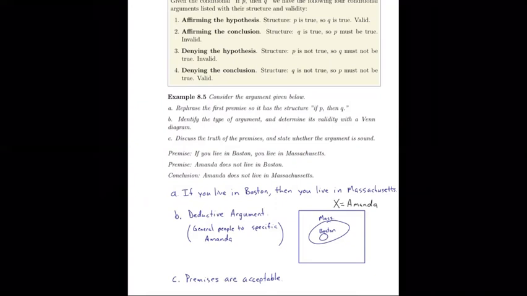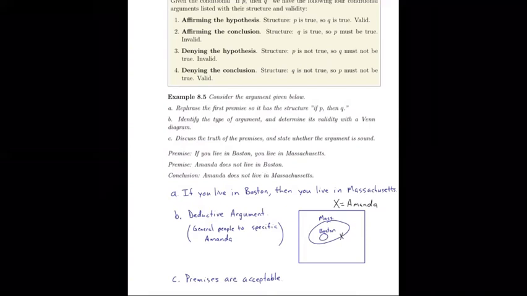So we know not to put it in here, but we're not sure because not living in Boston doesn't tell us anything about whether or not she lives in Massachusetts. So we should put that X right here in the border of Massachusetts and say she could be in Massachusetts, she might not be in Massachusetts. We don't know just because she's not in Boston. There are plenty of cities and towns in Massachusetts that aren't Boston.